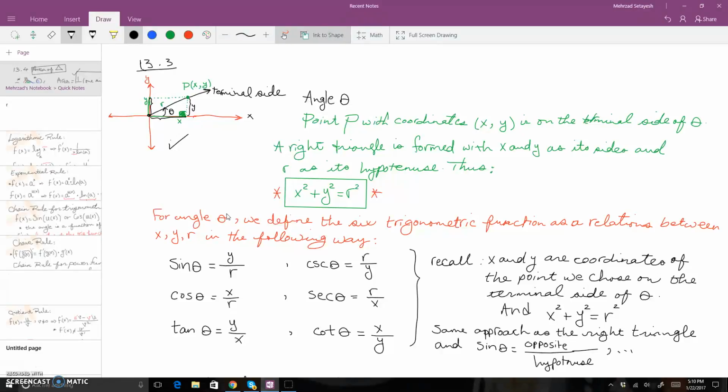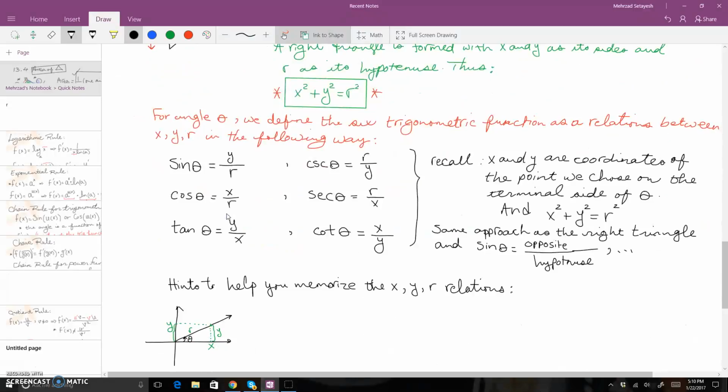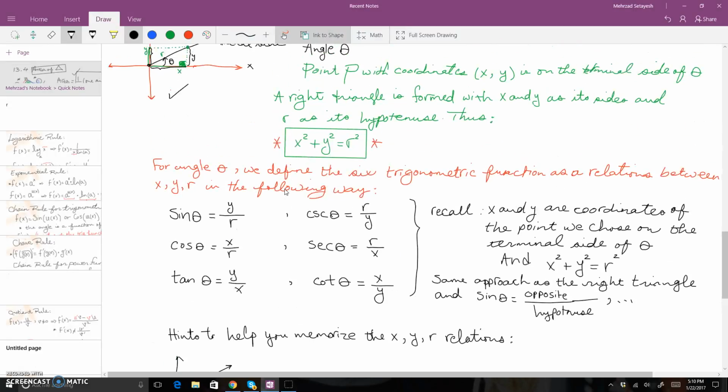Now for the angle theta, we should be able to define all 6 trig functions as a relation between x, y, and r in this way. If we just look at this as a bunch of formulas, it's going to be difficult to memorize and confusing to remember which one is what. But remember that since we already formed a right triangle, it's the same approach as the right triangle that you've done before.